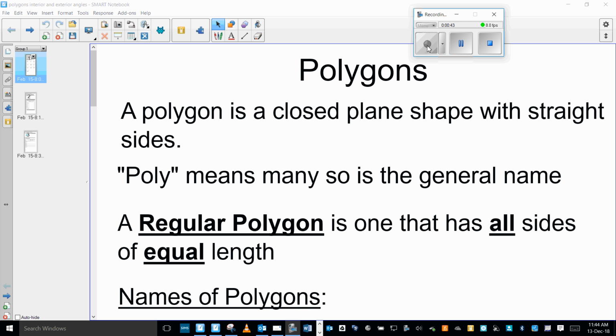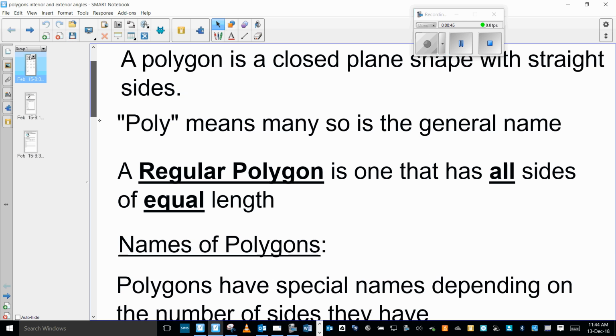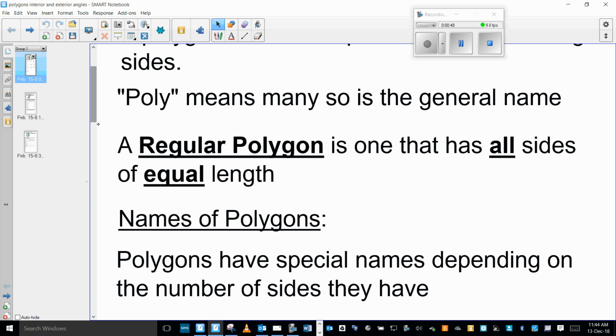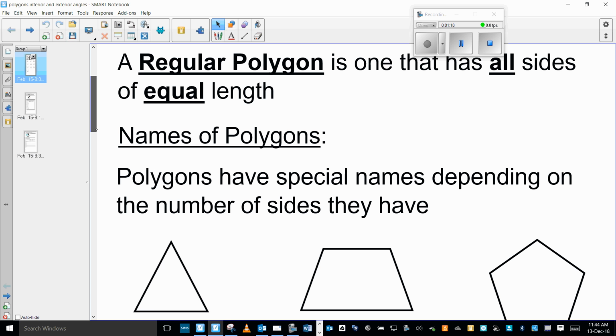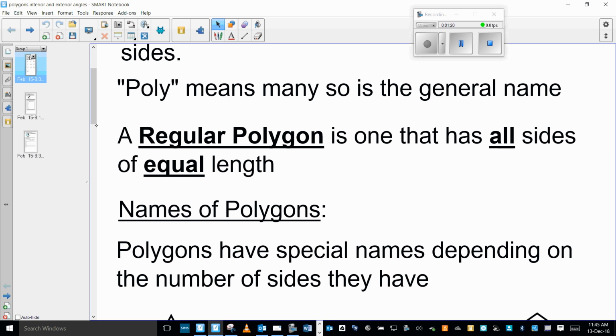One additional piece of information that you need to know is that if the word has "regular" in it, it means that all of the sides are equal. Not all shapes or polygons have to have equal length sides. All the ones I've drawn do, just because that's the pictures that come up in Smart. So all the ones that you've got in front of you are regular shapes, but they don't have to be. But if they are regular, it means that all the sides are equal, and if all the sides are equal, it also means all of their angles are equal.